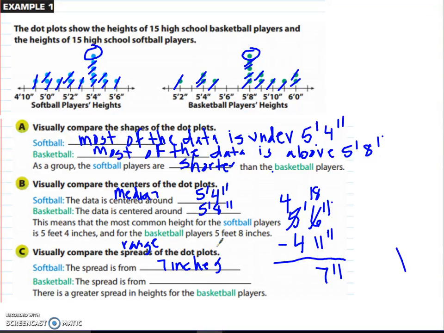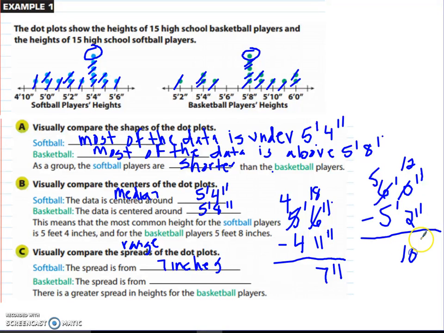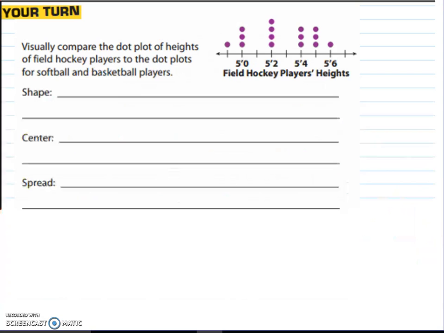Okay, then we subtract the basketball players. The tallest basketball player is 6 foot. The smallest basketball player is 5'2". So you can't do 0 minus 2, so you're going to have to borrow. And so when we borrow, we get 5. You borrowed 12 inches. 12 minus 2 is 10. So you get 10 inches. Alright. There is a greater spread in heights for basketball players.